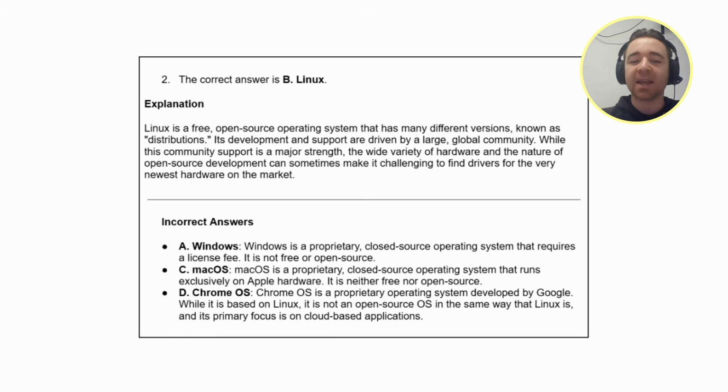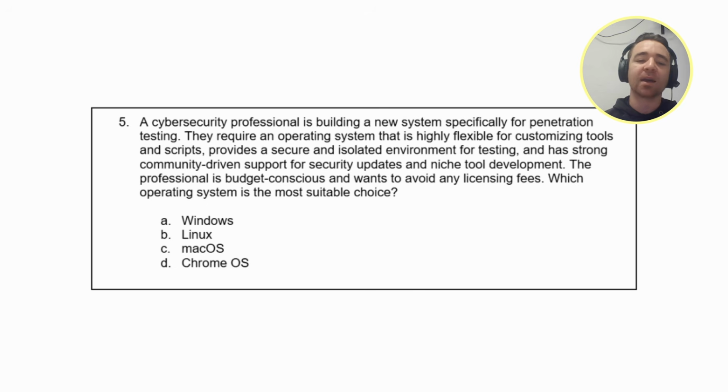Here we go. The answer is B, Linux. Linux is the free open source one. Okay, it is one with many different versions. We talked about it not long ago. Hopefully we still had that fresh in our mind to answer that question. Windows, Mac, and Chrome were not the correct answers. You can pause and read why there, but we recently discussed it. Let's do one more on this particular dot point.